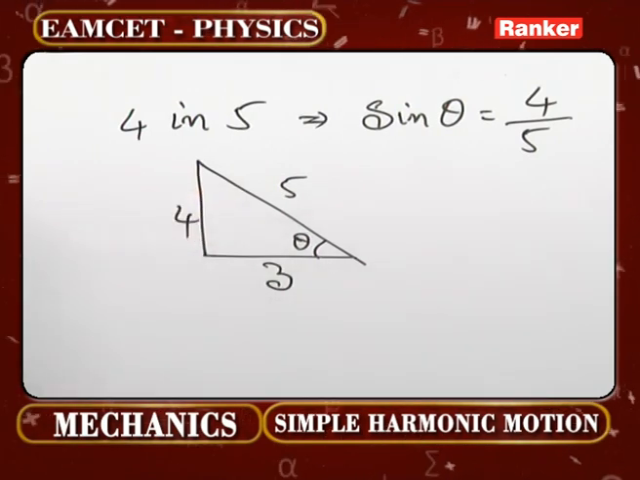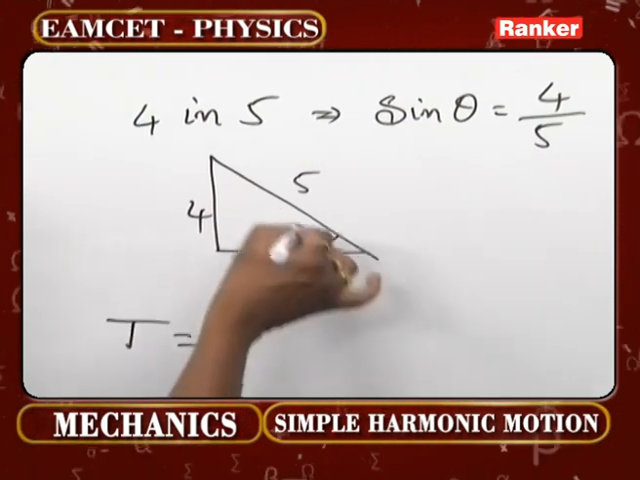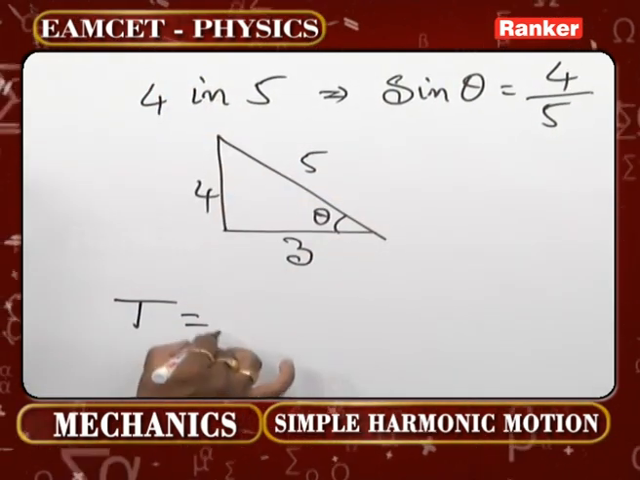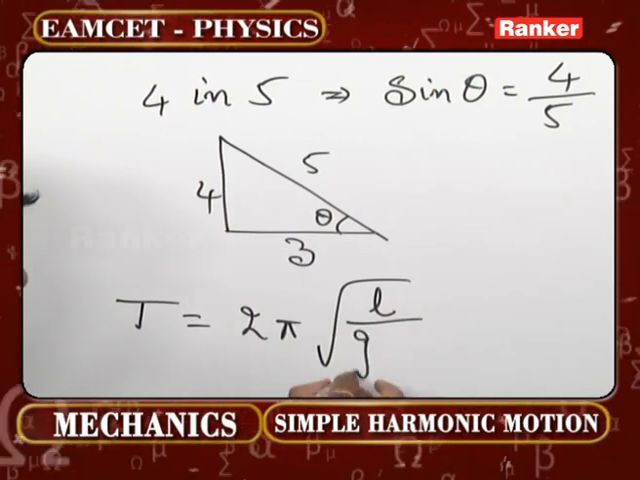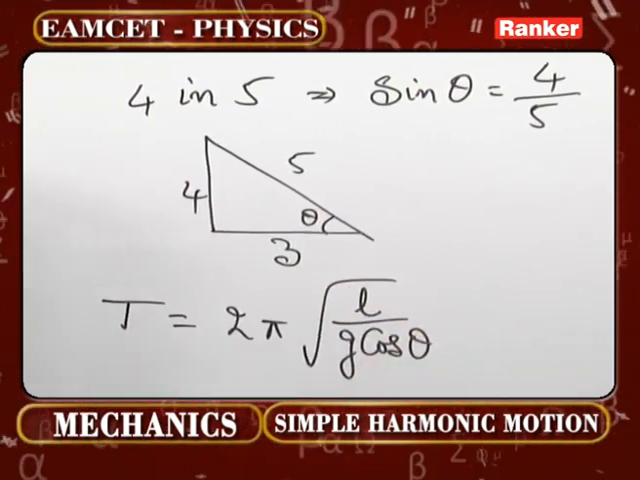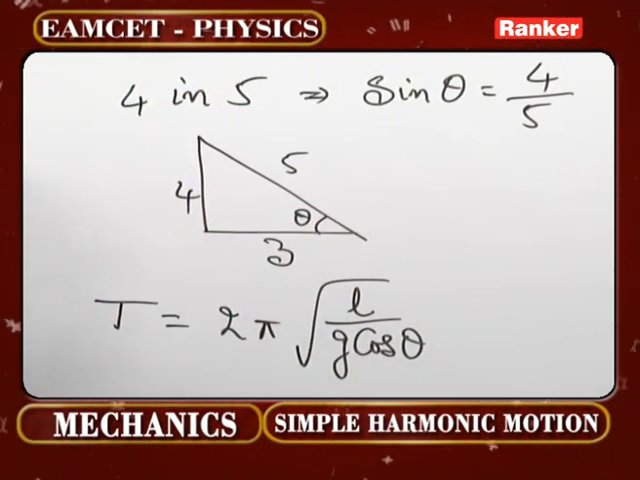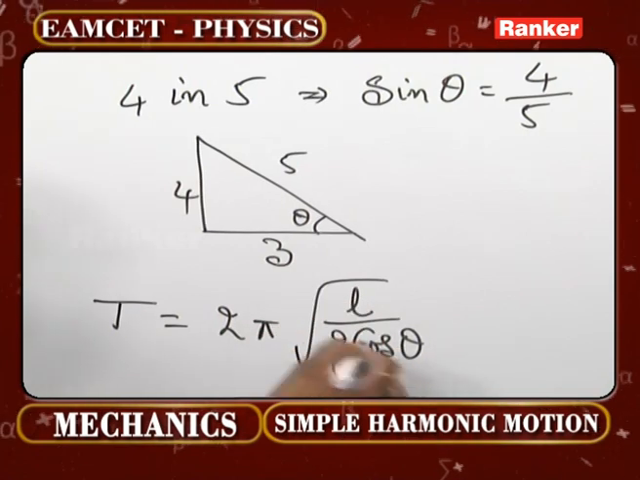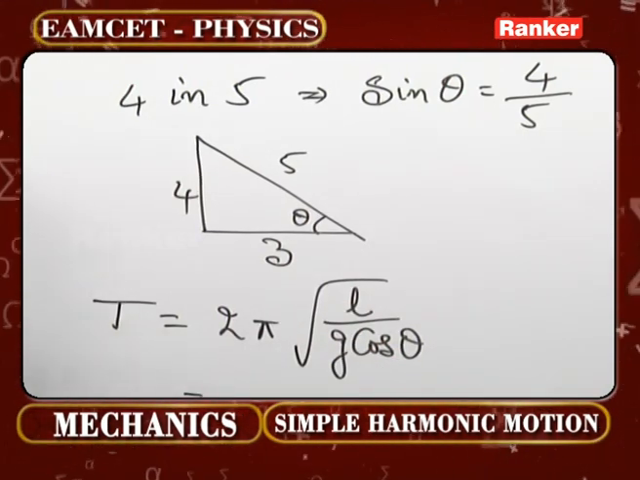Now in this particular case, what is he asking? What is the time period? When the body is sliding down the inclined plane, the formula is 2 pi under root L by g cos theta. That is the corresponding formula one should remember. When it's sliding down an inclined plane having angle of inclination theta, one should take L by g cos theta under root, into 2 pi, for the time period.